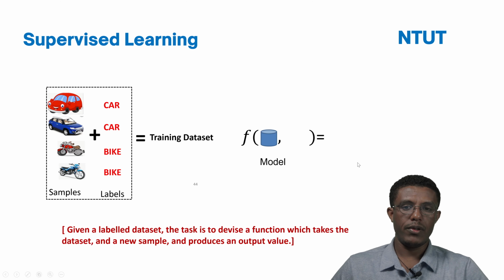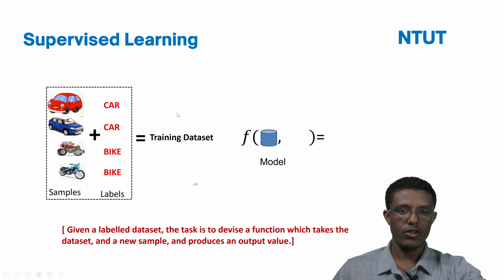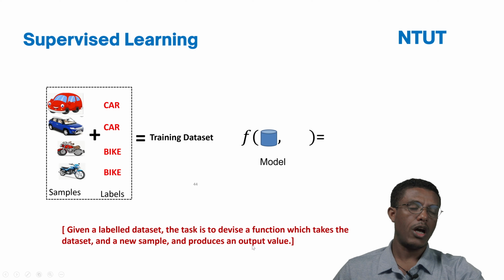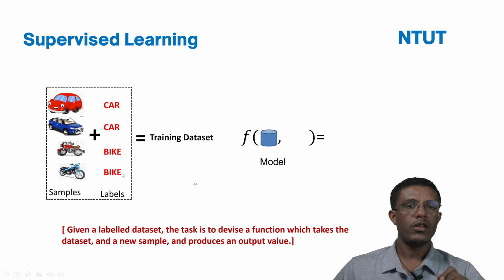Let's see this example. Given a labeled data set, the task is to devise a function. We take the training data set and a new sample, and produce an output value. Then we train the model using this training data set, and we need to test whether it's well trained to predict on a new data set.